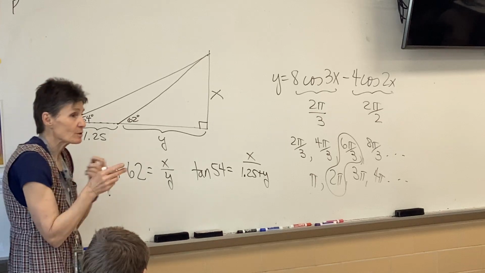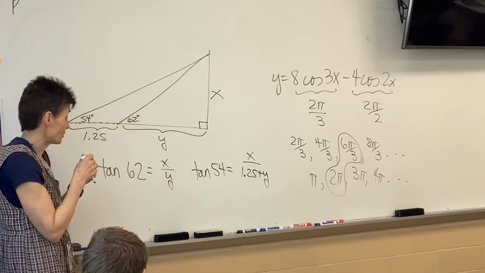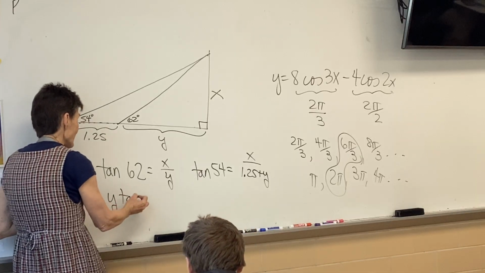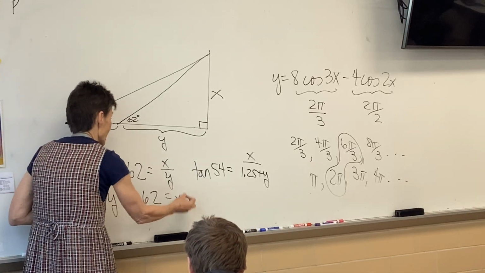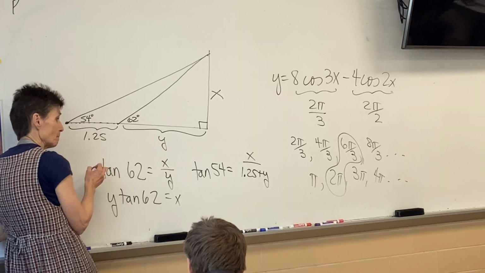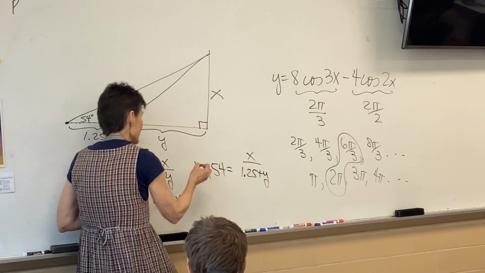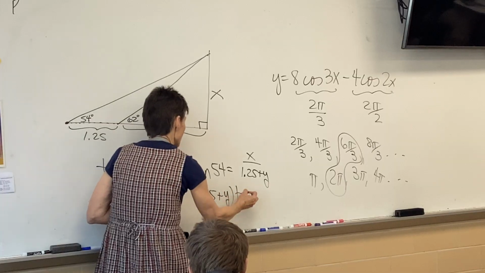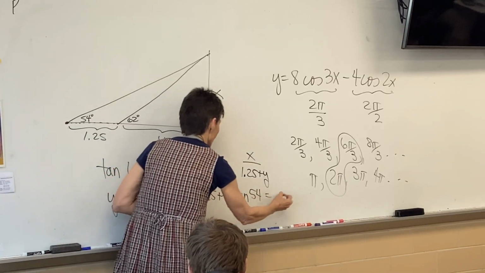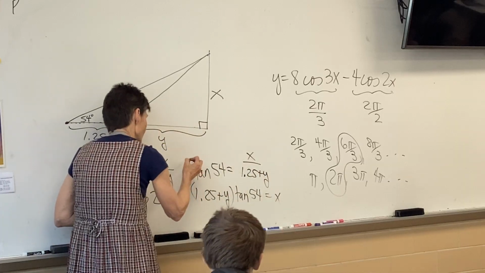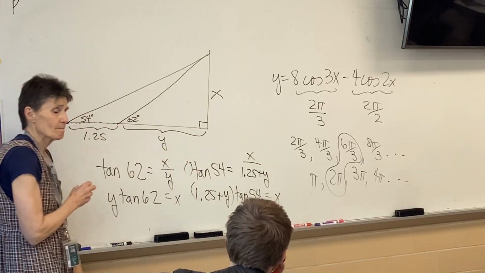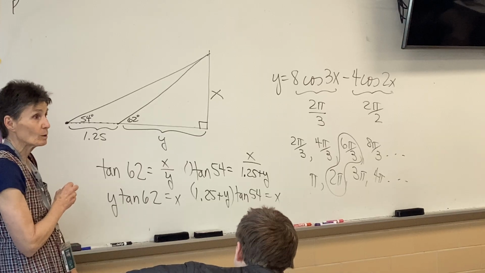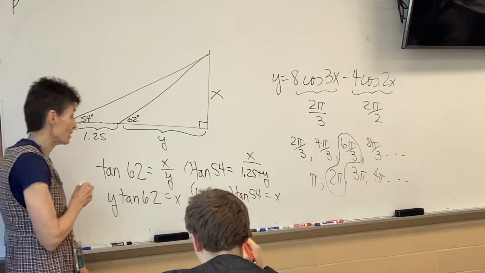So I use substitution or elimination, probably substitution. If I multiply this over, I have y tan 62 equals x. Just multiply it over this side. If I multiply this over, I have 1.25 plus y times tan 54 equal to x. Multiply this over to here. Now you know what I'm gonna do. Since they're both equal to x, I'll set them equal to each other.